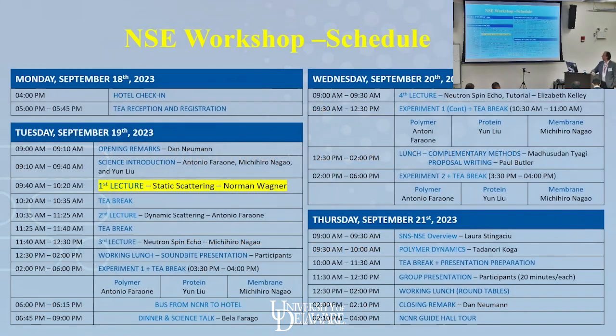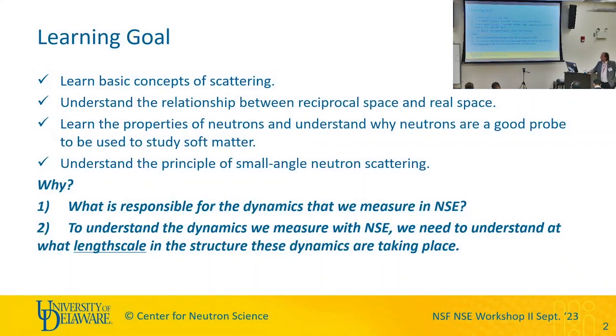Here's where we are. You get to hear from me for the next 40 minutes. And we get a break. We always have learning goals, right? We're here to learn. And so we want to understand some basic concepts of scattering. We want to look at the idea of reciprocal and real space. We want to learn about neutrons and why should we use neutrons? You're here, you've been reading some background, but let's make sure we are all on the same page. We want to understand the basic principles of neutron scattering.